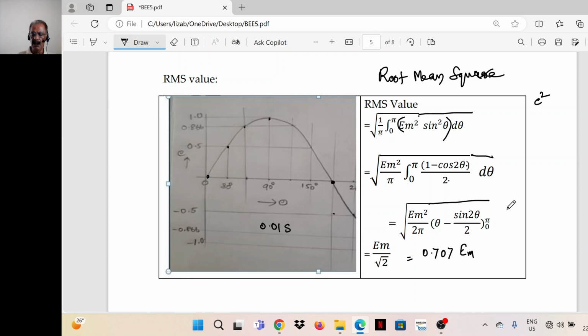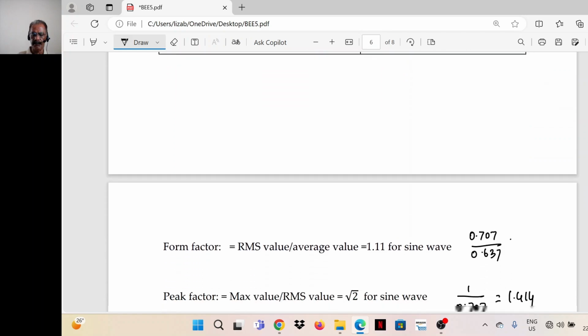So for all practical purposes, we use RMS values only for calculations and other things.